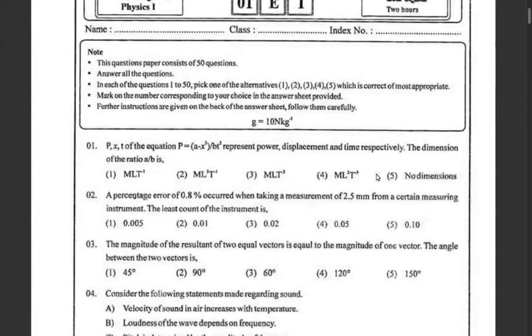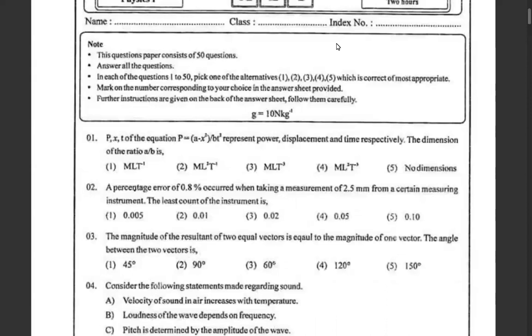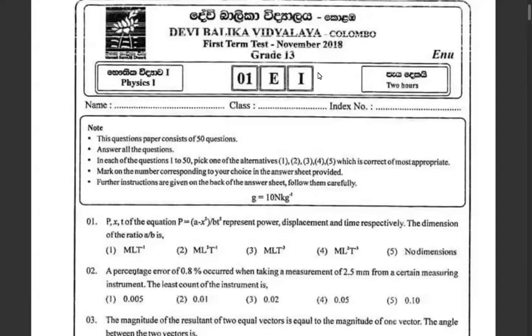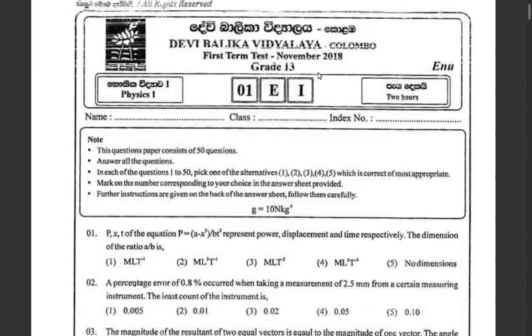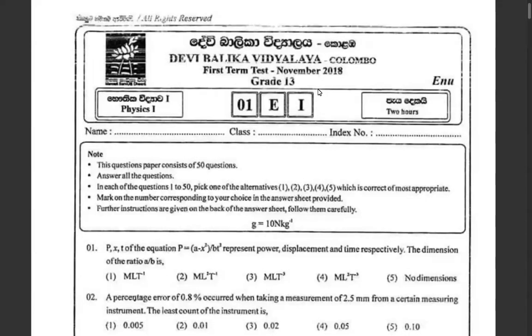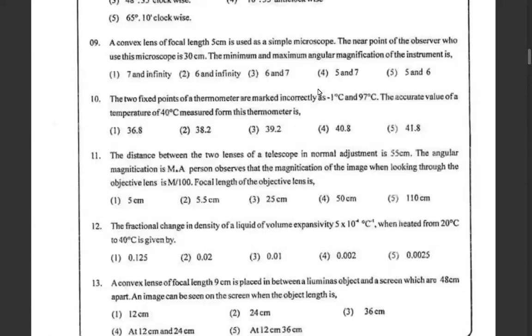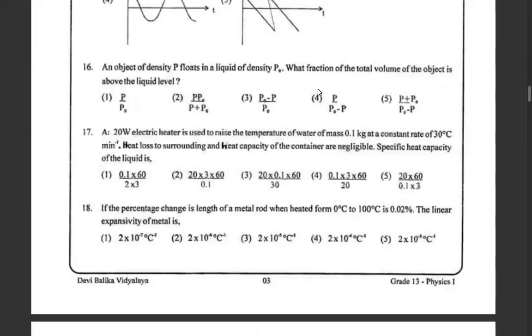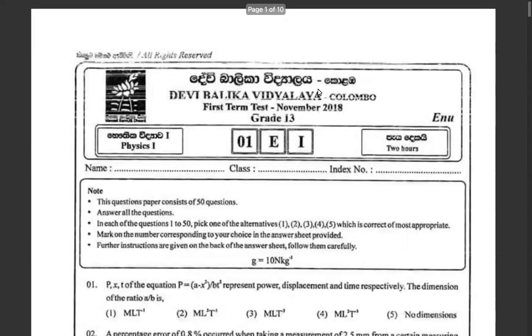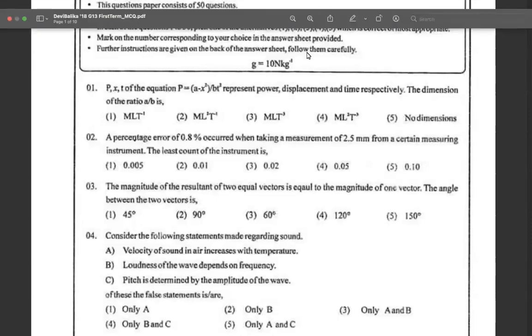Fine. So today the paper we are discussing is the grade 13 first term paper from 2018, Devi Balika. Right. So grade 13 first term in the sense mainly we'll be covering mechanics, heat, waves and oscillations, and I think a little bit of gravitational field. There must have been some electric field also. Right. So let's see. Right. So let's focus on the first few questions immediately.